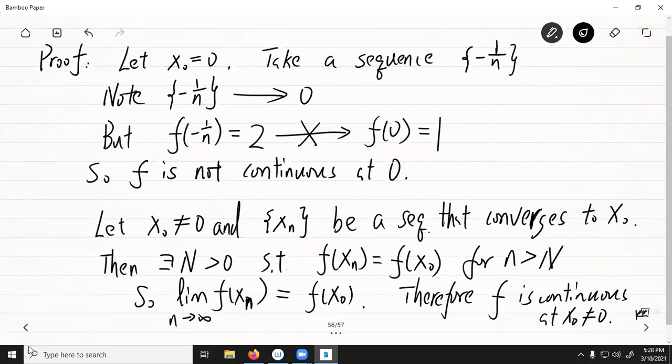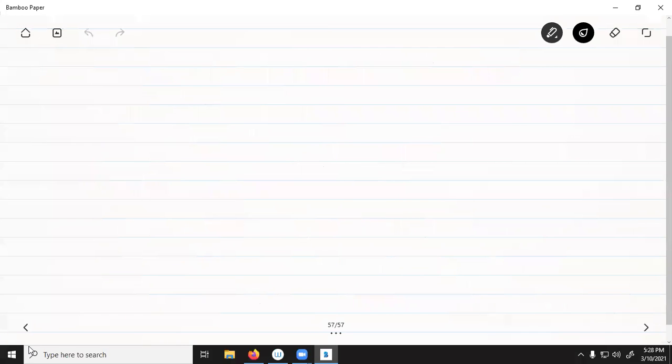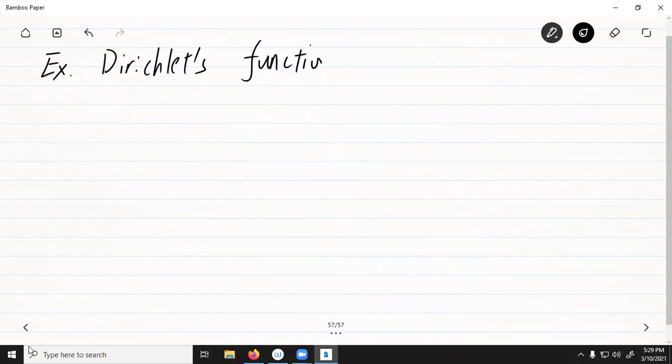Okay, so now let's look at another interesting example. I cannot say you should memorize it, but you should know it, okay? Later, you can use this one as a counterexample in many cases. It's a very special example, which is called the Dirichlet function.